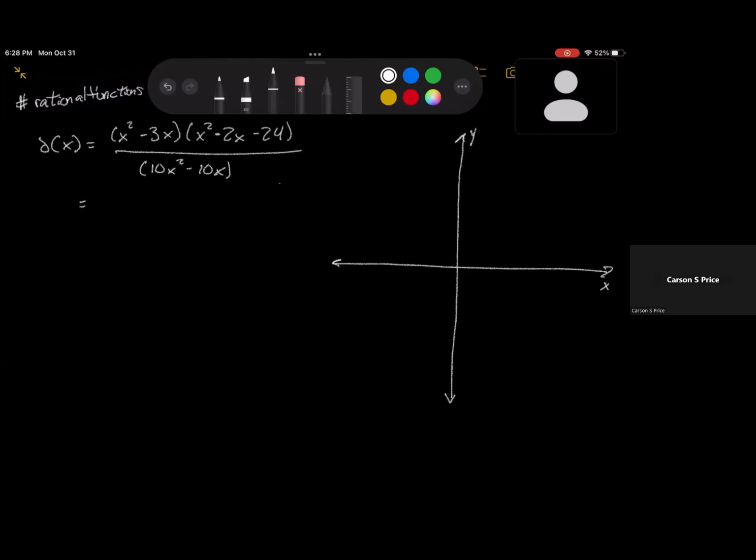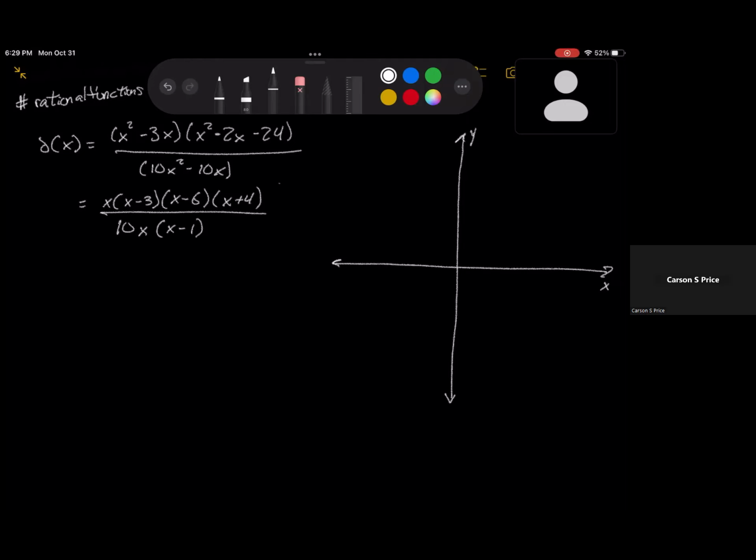So the first quadratic in my numerator, I can see an x in common between x squared and minus 3x. So I pull that out and I'm left with an x minus 3. And the second quadratic in my numerator, I believe is going to factor nicely if we take minus 6 and positive 4. That's how we can recover that minus 2x and the minus 24. And my denominator has a 10x in common. And if I remove that from the first term, I'm left with a single x. And then if I remove it from the second term, I'm left with just a 1 there.